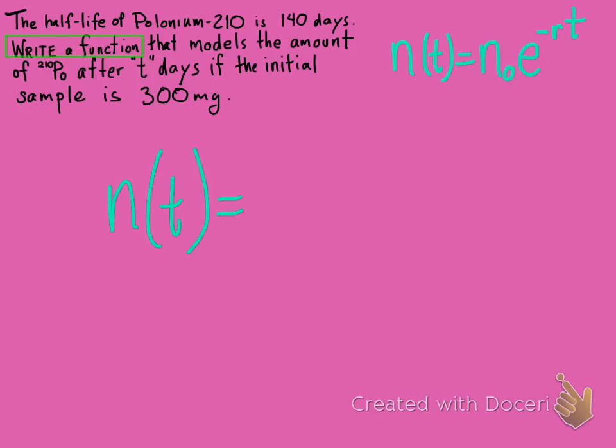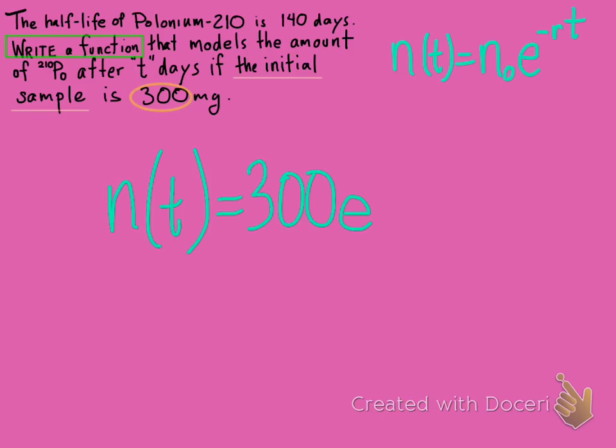It should start off with N of t. It's a function of time. The first thing we need is the N sub 0, and that is right there. The initial sample is 300 milligrams. That's what N sub 0 is. So 300 times e, and then the only real challenge in this problem is to figure out what r is.